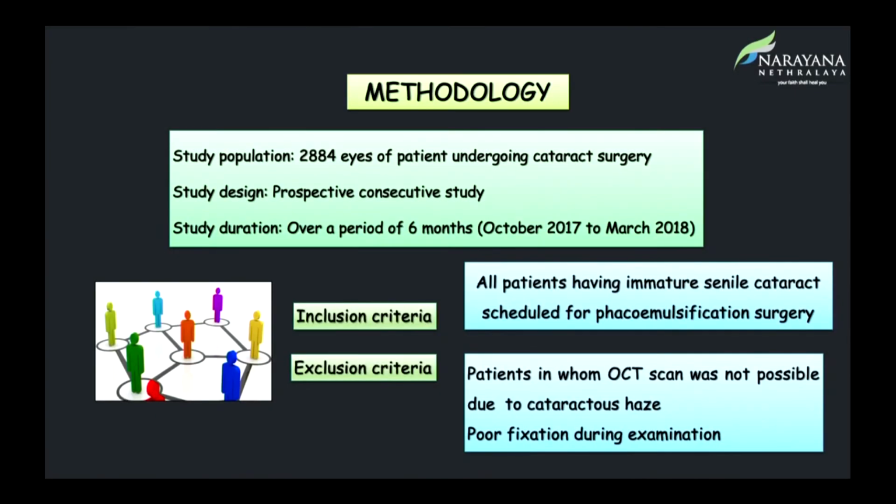The methodology was that we took 2,884 patients who were undergoing cataract surgery. It was a prospective study. The duration of the study was about 6 months. The inclusion criterion was that everybody had an immature senile cataract and would be subjected to an OCT as part of the diagnosis before going ahead with the surgery. The exclusion criterion was if the cataract was so dense that you cannot acquire an image.